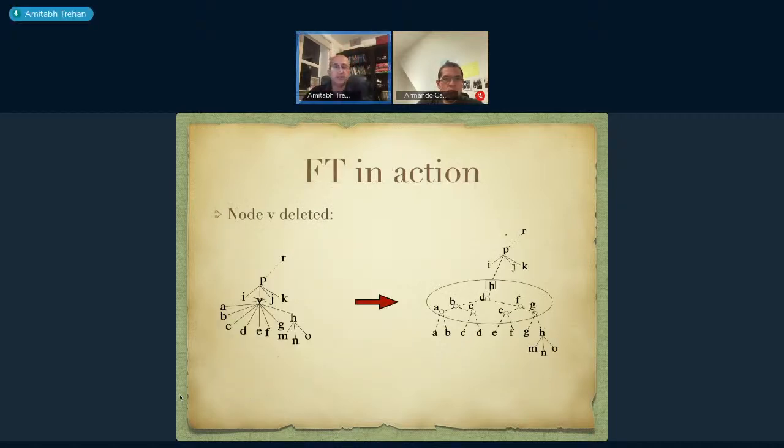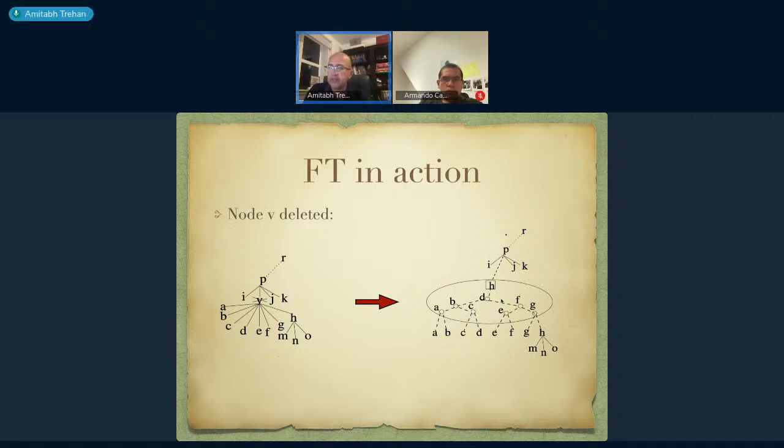Now let us look at this in action, and hopefully this makes it more clear. Now node V is deleted. So see that node V has a parent P, and it has siblings I, J, K, and it has these children A, B, C, D, E, F, G, H, and H has children M and O. Now when this is deleted, then you get A, B, C, D, E, F, G, H, with E, F, G in the center, and this node H, which we call heir.